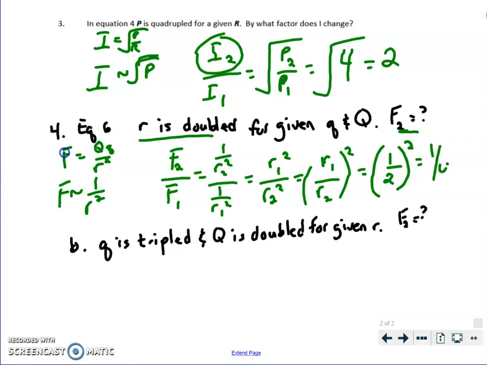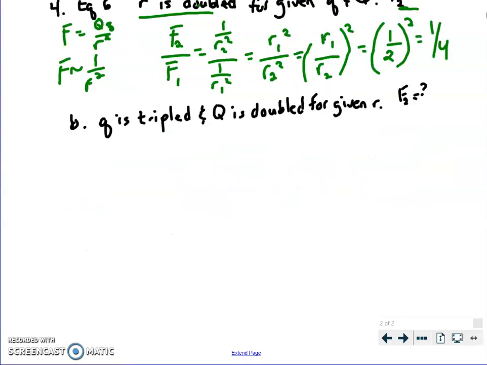And so it's 1/4. So, again, conceptualize this. R in the denominator means the bigger value of R, the smaller value of F. So if I make R bigger, I'm going to get smaller F, hence a fraction. Doubling R, you might think gives us 1/2 of F because of the squared. It's really just 1 over 2 squared.